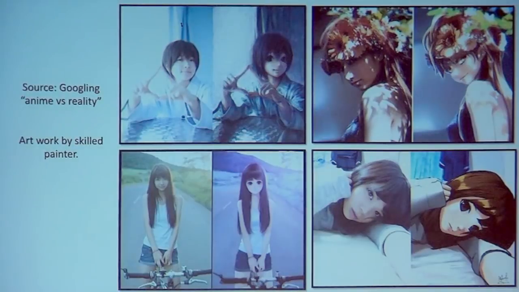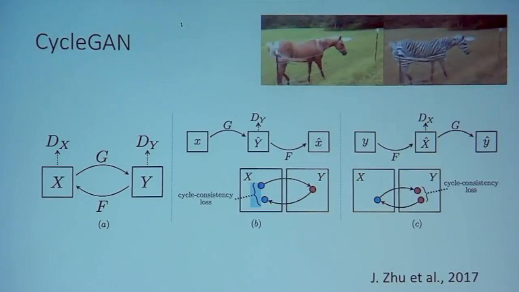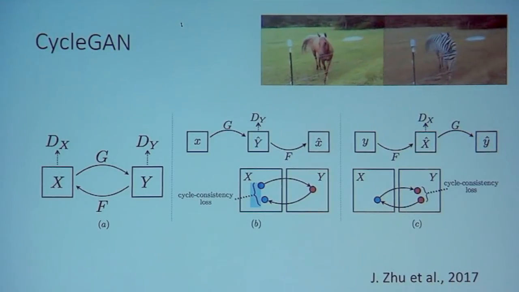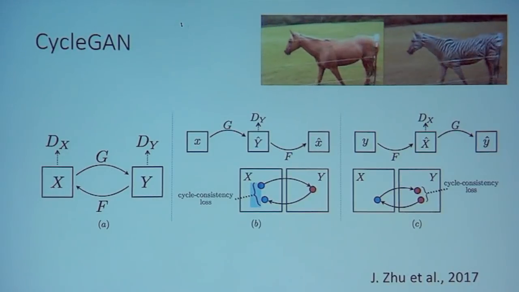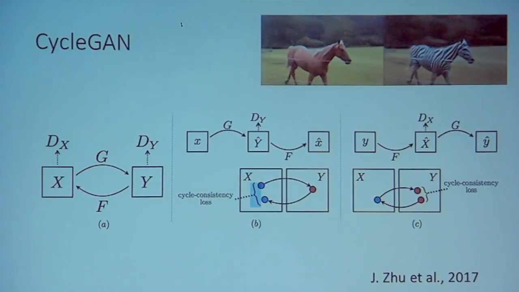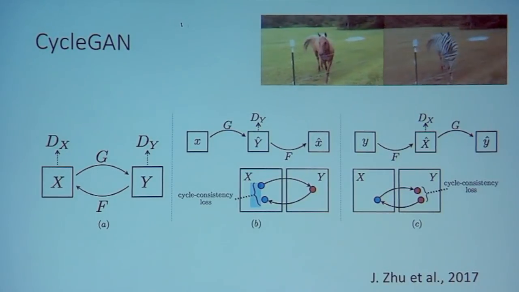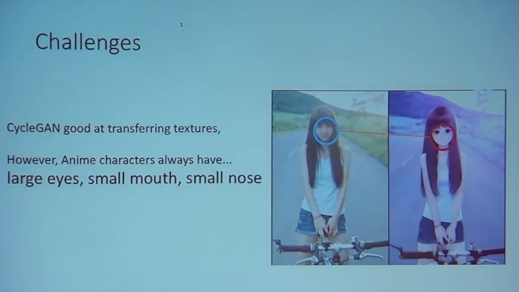This motivates us to explore whether we can automatically transform between a realistic photo of a person and anime characters. If you Google anime with reality, you will find those images. This shows what a skilled painter would do for this very challenging task. The most successful idea in unsupervised image-to-image translation is CycleGAN. This framework contains a forward inter-domain mapping and a backward mapping. They add a loss called cycle consistency loss to enforce structure preservation after applying forward and backward mapping. It might be a solution to this task, but CycleGAN is a local texture-based image translation.